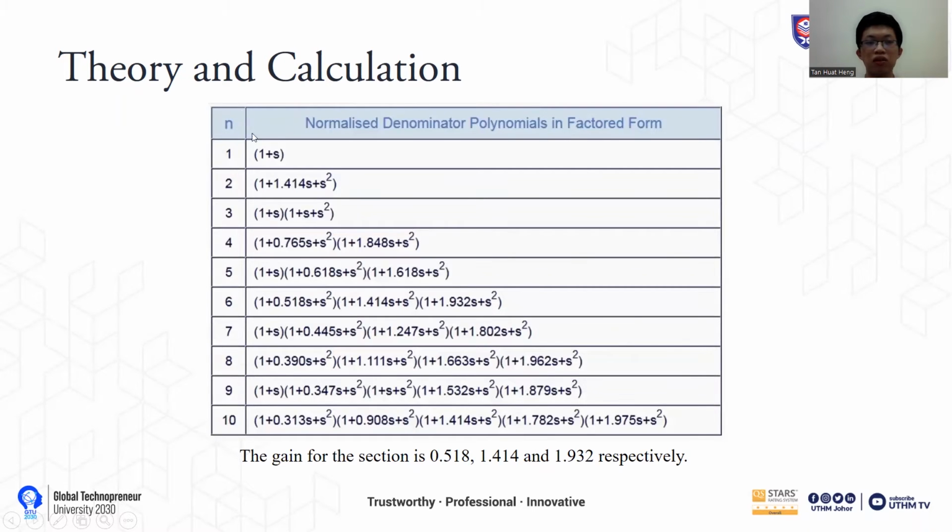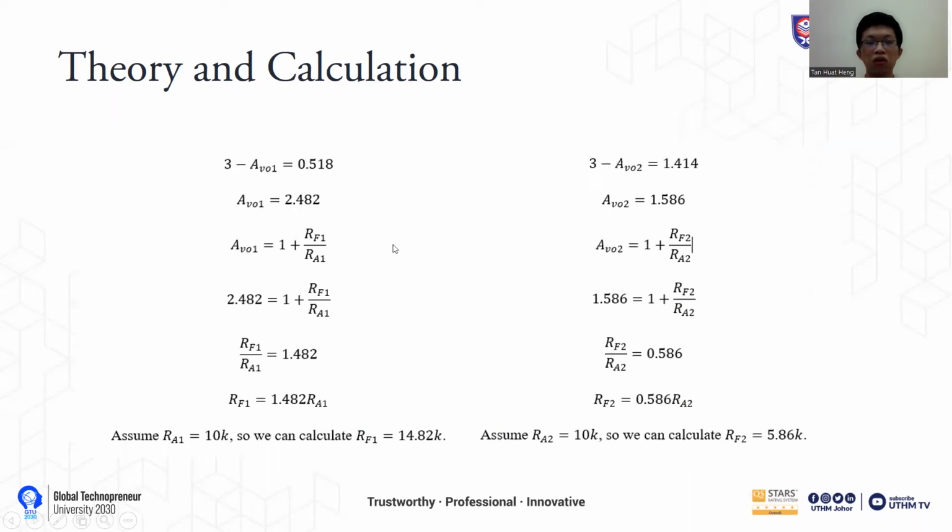This is a table, so we see n equal to 6, so we can get the gain for the sections as 0.518, 1.414 and 1.932. So here we calculate the ratio. For the first, AV01, we get 2.482. So we get RF1 equal to 1.482 RA1.